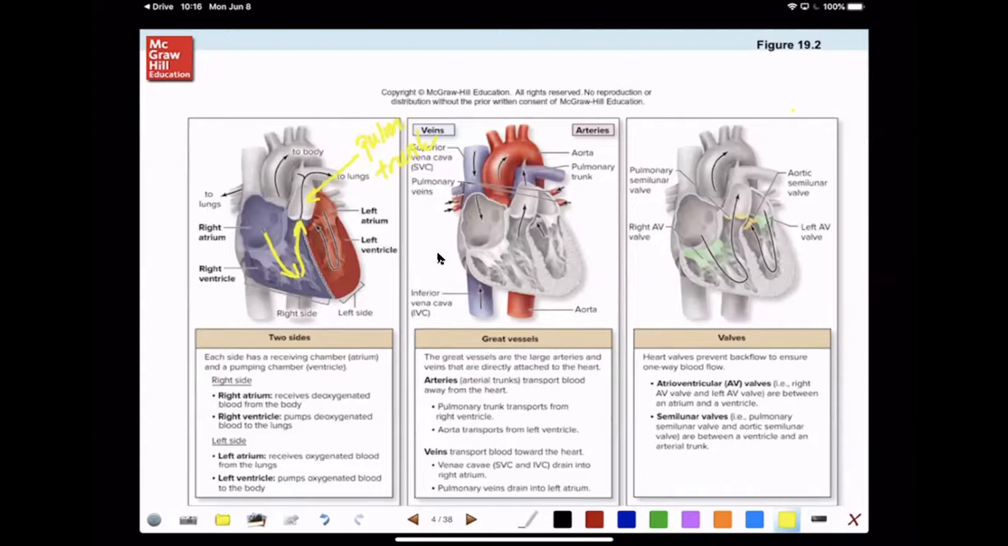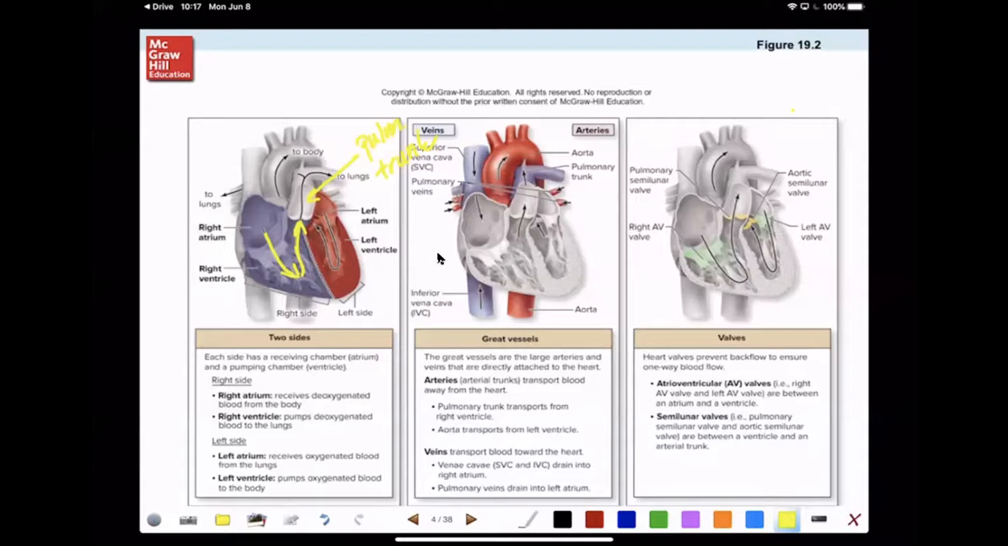That right AV valve that we're looking at on the right side between the right atrium and the right ventricle, this is the valve that prevents blood from going back into the atrium. Okay, so when the ventricle contracts, that right AV valve closes. It does not allow blood to go backwards. The valves that we see in the heart ensure that the blood flows in one direction and it's not going backwards.